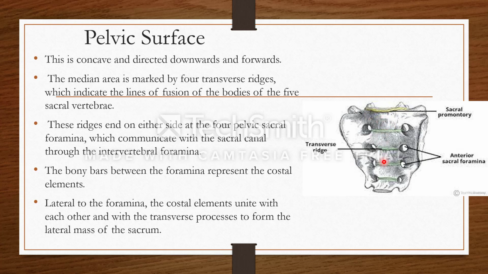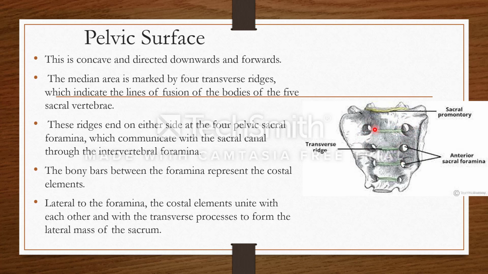Now we will discuss the pelvic surface. See here, this pelvic surface is concave. It is directed forwards and downwards. The median area is marked by 4 transverse ridges, which indicate the line of fusion of the bodies of the 5 sacral vertebrae. This is S1, S2, S3, S4 and S5. These ridges end on either side at 4 pelvic sacral foramina.